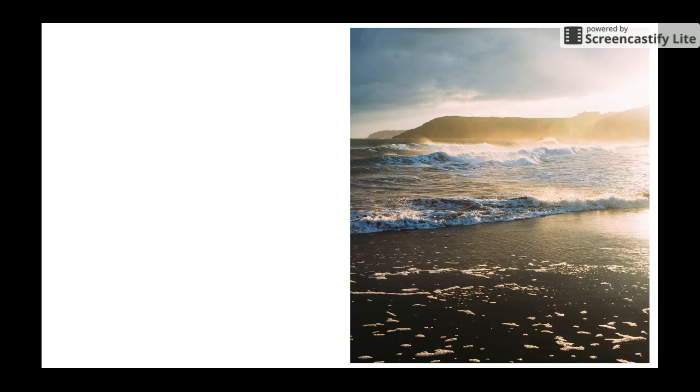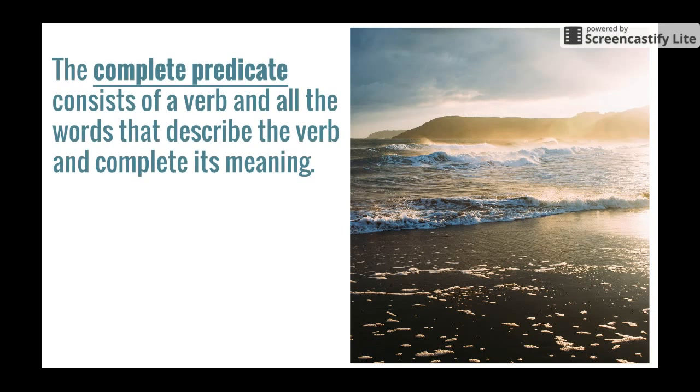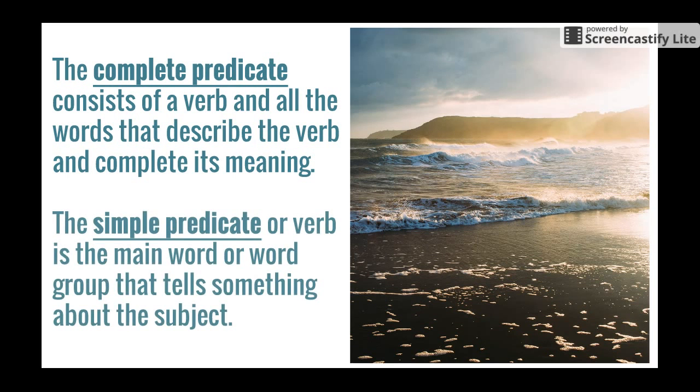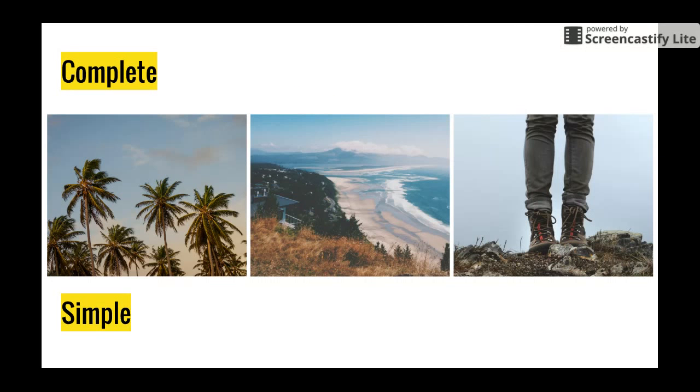And just like the complete and simple subject, there's a complete and simple predicate. The complete predicate consists of a verb and all the words that describe the verb and complete its meaning. The simple predicate or verb is the main word or word group that tells something about the subject. Let's look at some examples.